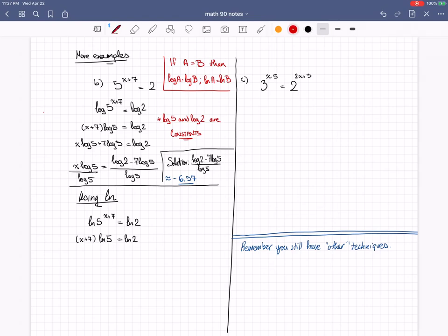Again, natural log of 2 and natural log of 5 are constants. So we can treat them in much the same way that we would treat any other constants. So we're going to distribute on the left. And now we'll subtract 7 log 5 from both sides. And finally, to get x alone, we'll divide both sides by the natural log of 5.